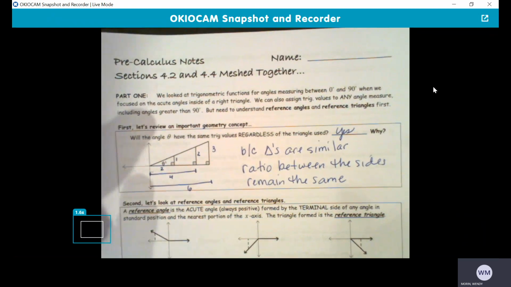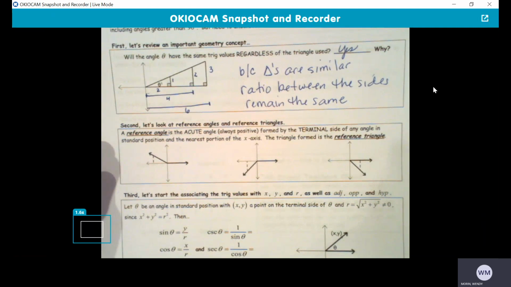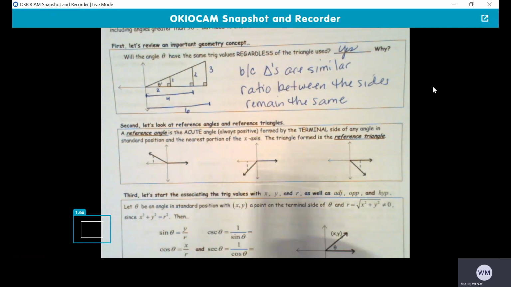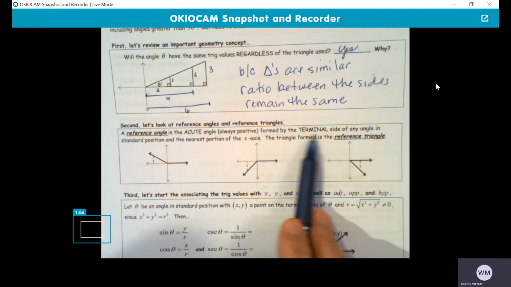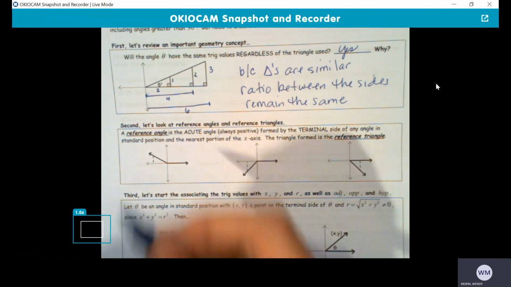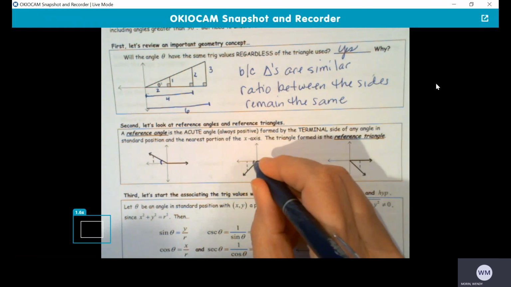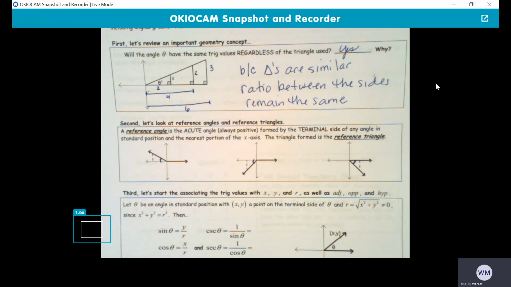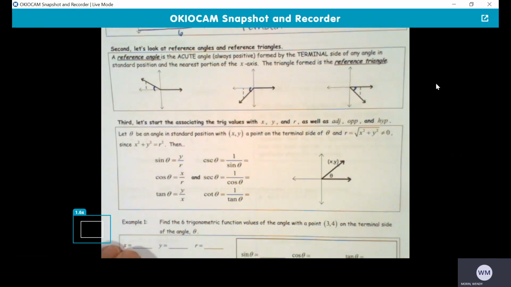Okay, let's review reference angles. We talked a little bit about reference angles already at the beginning of this chapter. It says a reference angle is the acute angle, which is always positive, formed by the terminal side and the x-axis. So this right here is the reference angle, terminal side and x-axis. So you should know what reference angles are. We've already done those at the beginning.